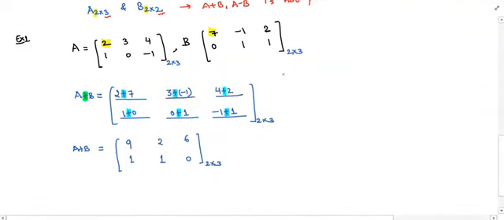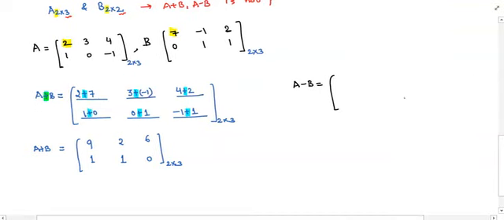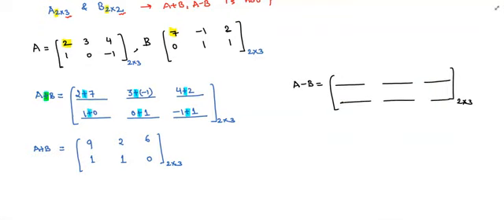Now moving on to the next. If I want to find A minus B, what do you think it will be? Again, it will be a matrix of the same dimension, 2 by 3. It means we are looking for 2 rows and 3 columns. You can see the difference between these two: here the sign is plus, here the sign is minus. So we will again do this element wise subtraction.